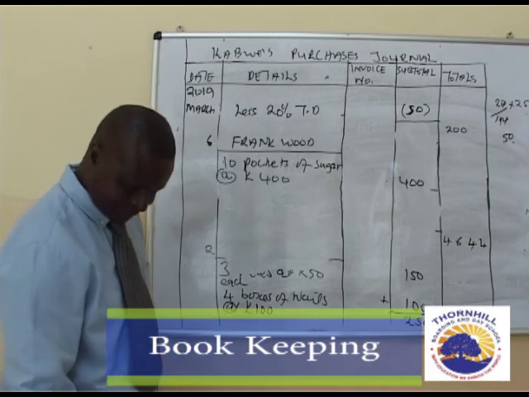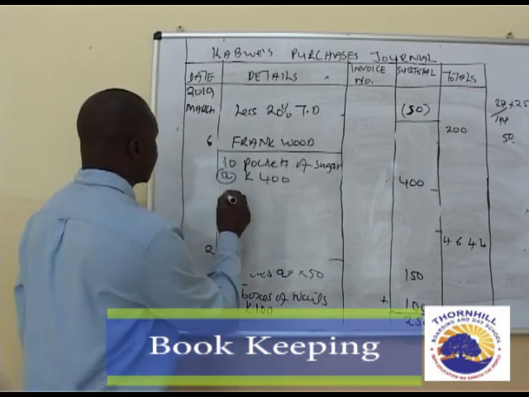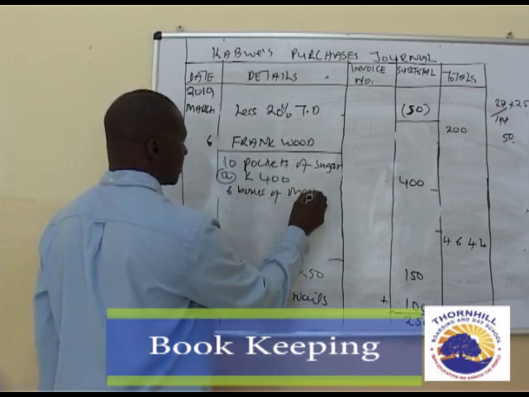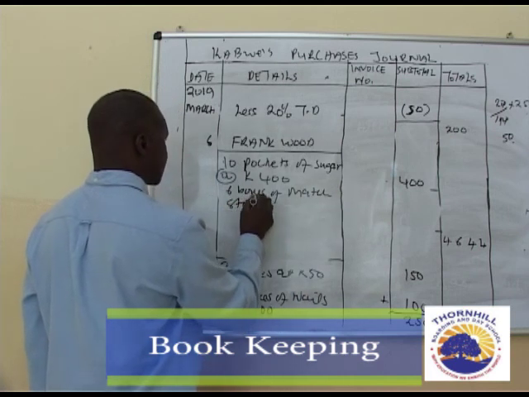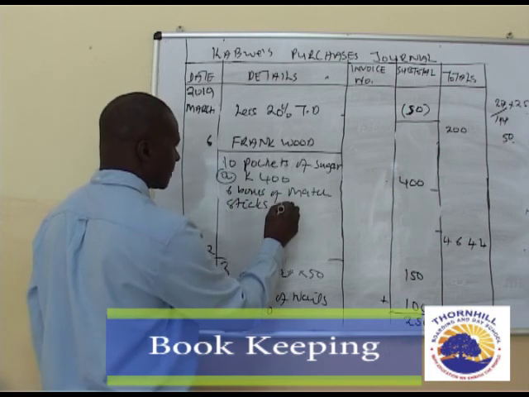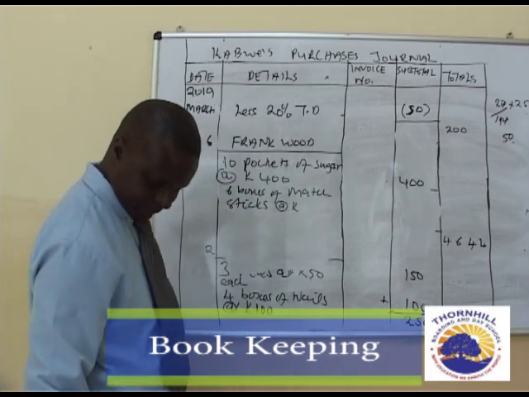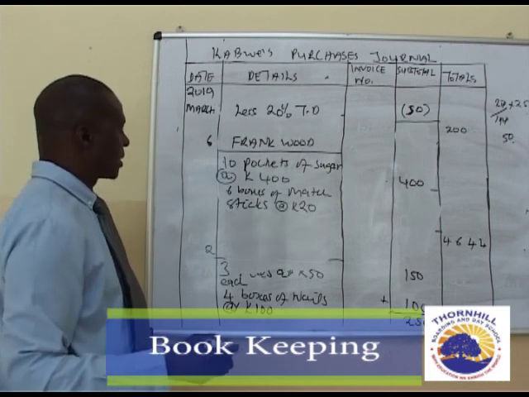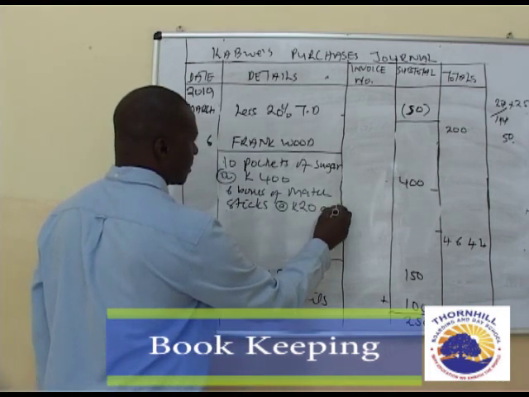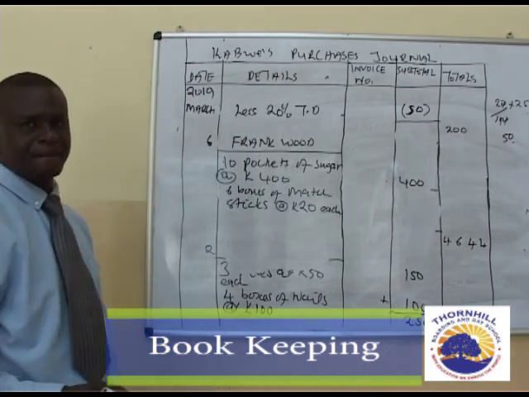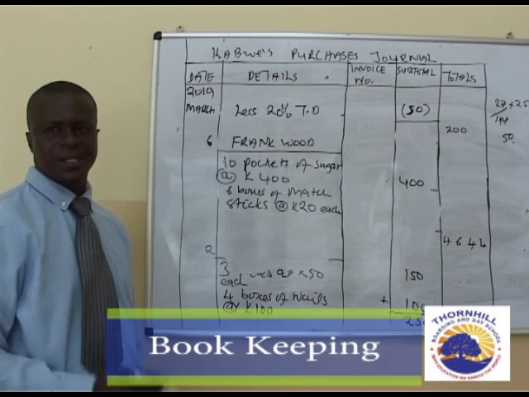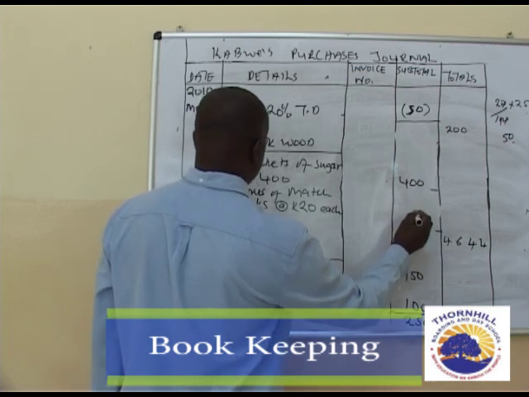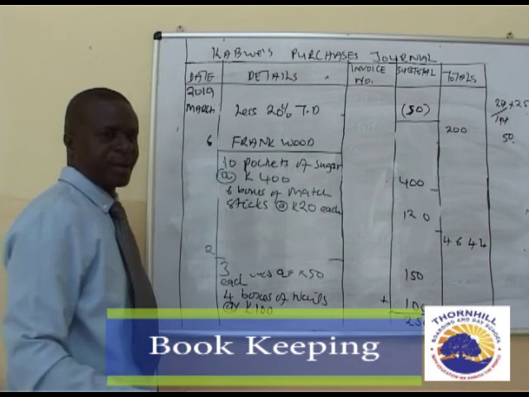The next item that we bought, 6 boxes of match sticks, we bought them at 20 kwacha each. The word each is there. So in this case, we need to multiply by 6, because one box was costing 20 kwacha. So 6 times 20 will give us 120 for the 6 of them.